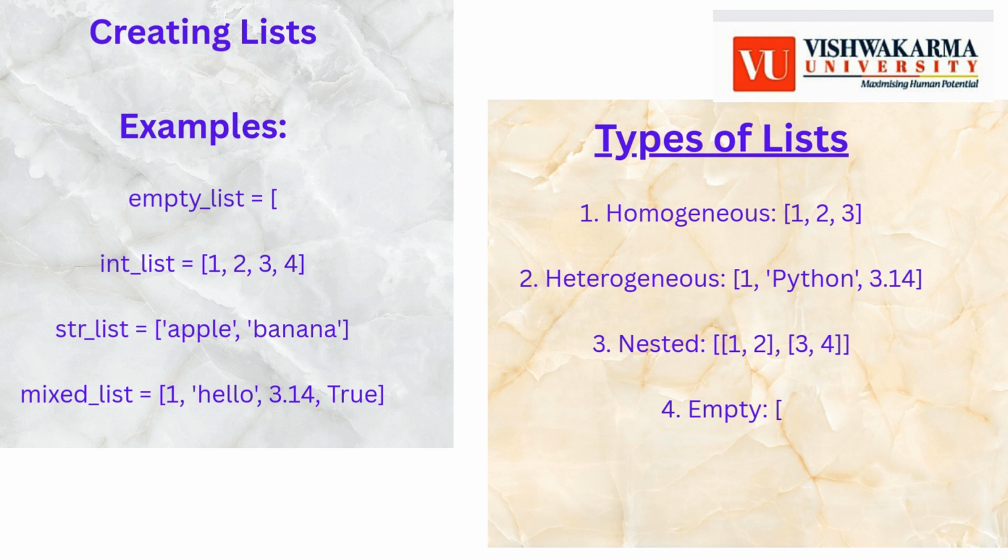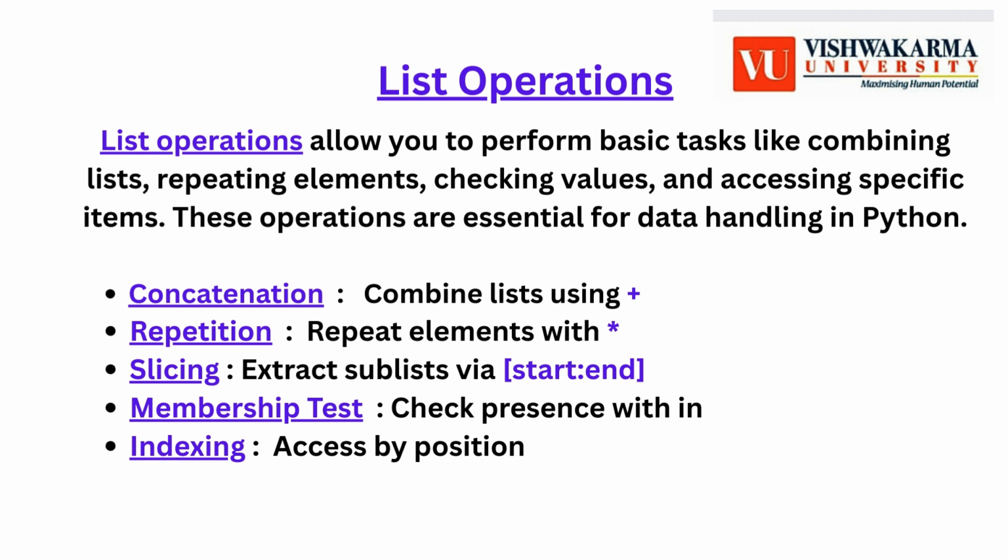Let's see another slide. Let's see list operations. So what is a list operation? List operations allow you to perform basic tasks like combining lists, repeating elements, checking values, and accessing specific items. These operations are essential for data handling in Python. Now let's explore versatile operations on lists. First we will see concatenation, next repetition, third slicing, and last indexing.